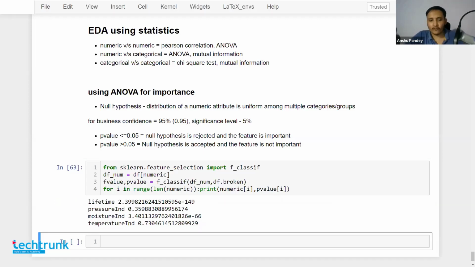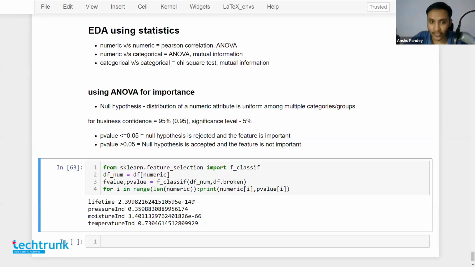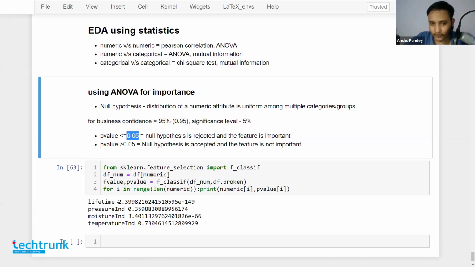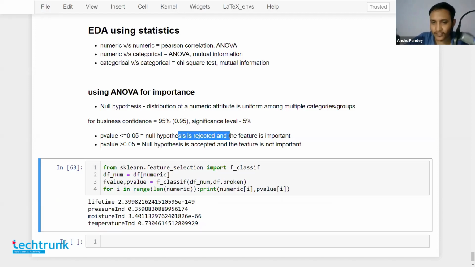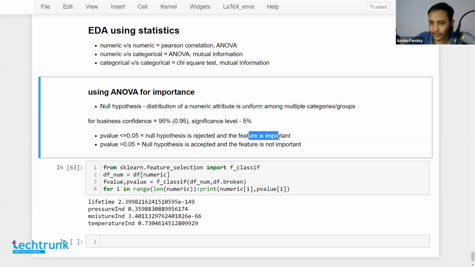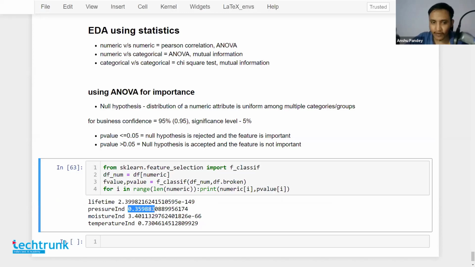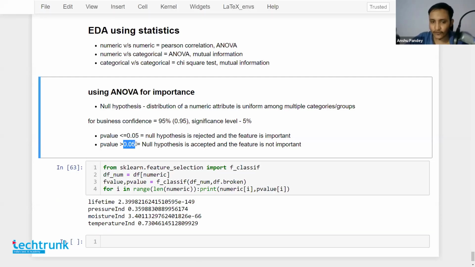So we got p-values for lifetime, pressure, moisture, and temperature, and we can see that this is 2.3 into 10 to the power minus 149, which is lesser than 0.05, right? So for lifetime, the p-value is lesser than 0.05. So null hypothesis is rejected and the feature is important. Whereas for pressure, the p-value is higher than 0.05. Null hypothesis is accepted and the feature is not important.